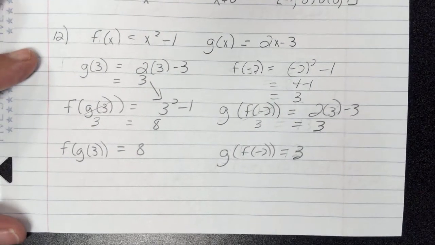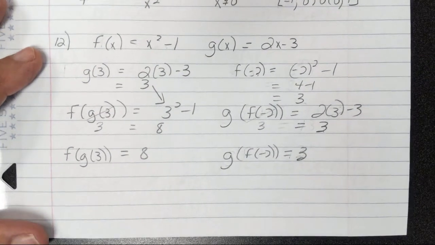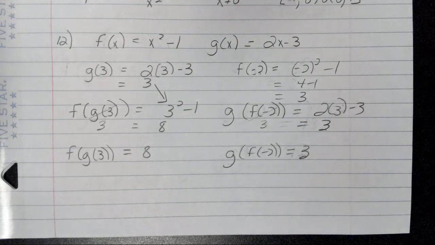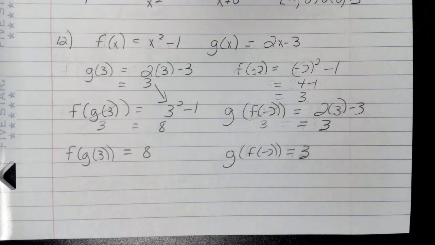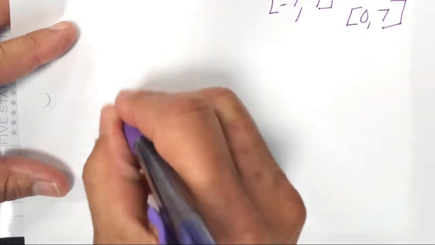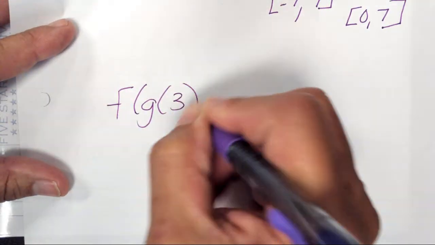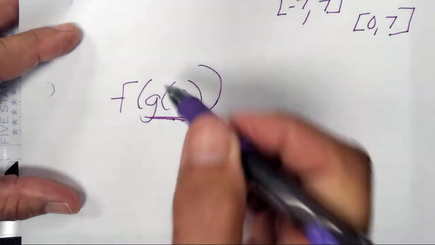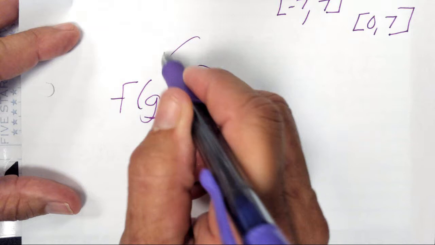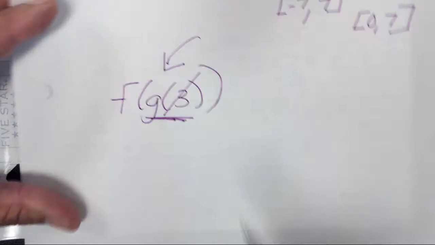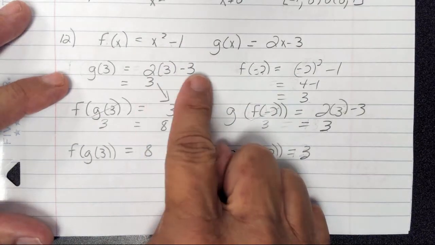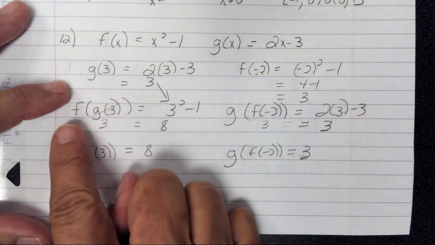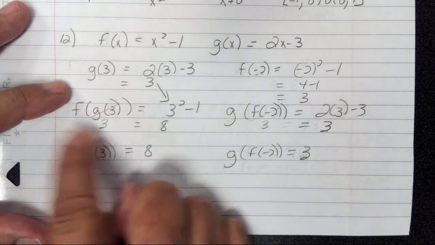Then on 12, you went to compositions of functions. You were told to do f of g of 3, and then g of f of negative 2. So in order to do f of g of 3, I first do what? G of 3. And then whatever g of 3 becomes, is that what goes into f? Okay? So I did g of 3. 2 times 3 minus 3 is 3. So to do f of g of 3, since that equals 3, what do I put in place of g of 3?